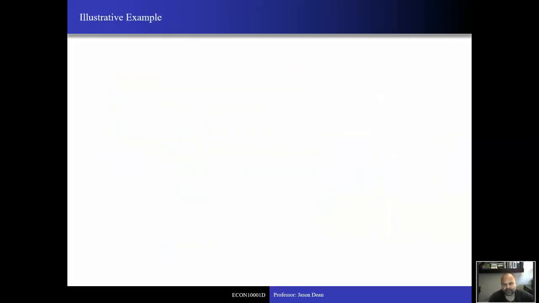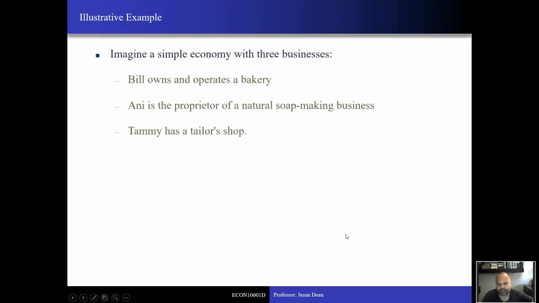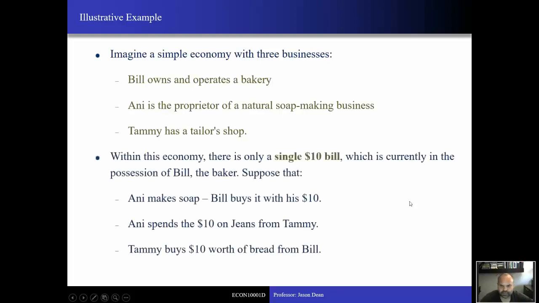Let's look at an illustrative example to reinforce these ideas. So let's imagine a very simple economy. There are only three people and they each own businesses. Bill owns and operates a bakery. Annie is the proprietor of a natural soap making business, and Tammy has a tailor shop. Within this economy, there is only a single $10 bill, which is currently in the possession of Bill the baker.